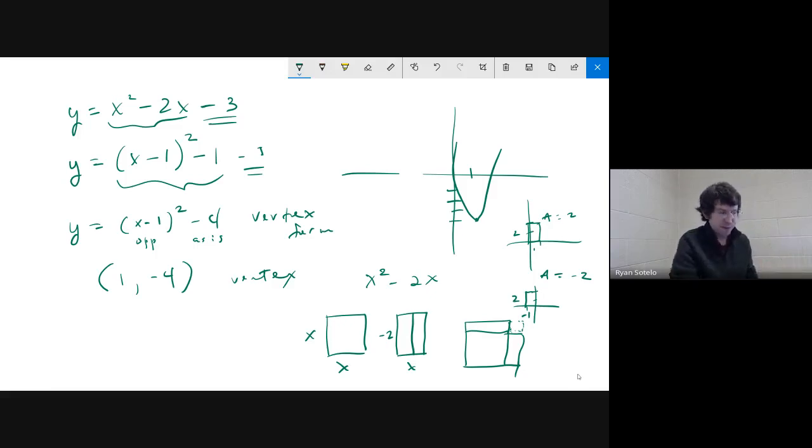We got vertex form. Then the rule, the opposite of the number on x, the same as this number for the y. And then you have vertex form. And then you know where the vertex is. It's at 1 comma negative 4.